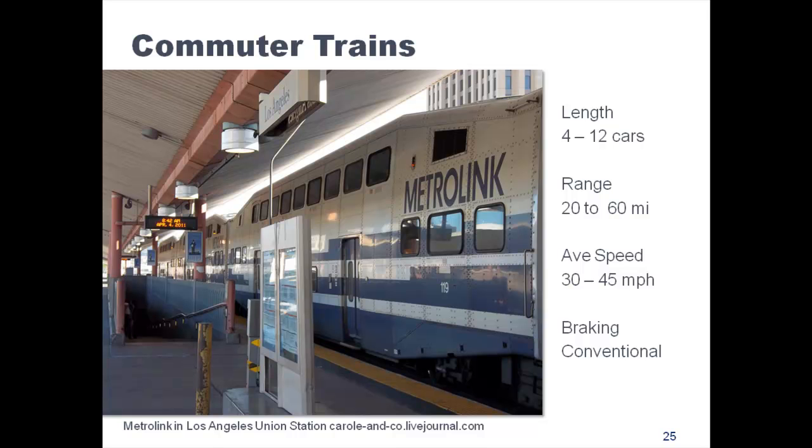Sure. Commuter rail trains are usually 4 to 12 cars in length. They range in distance from 20 to 60 miles. The average speed is between 30 and 45 miles per hour, and the braking is typically conventional air brakes. The average speed is not that great because typically the commuter train makes frequent stops, and the dwell times plus the time that it takes to slow down and start up just chew into the average speed.